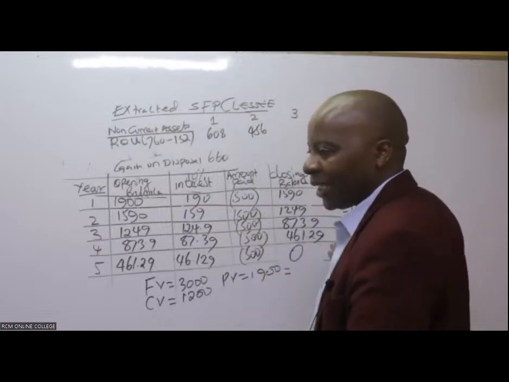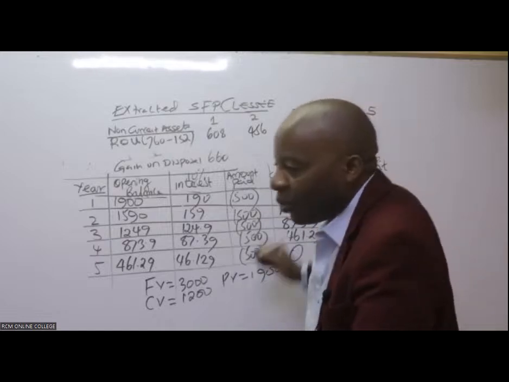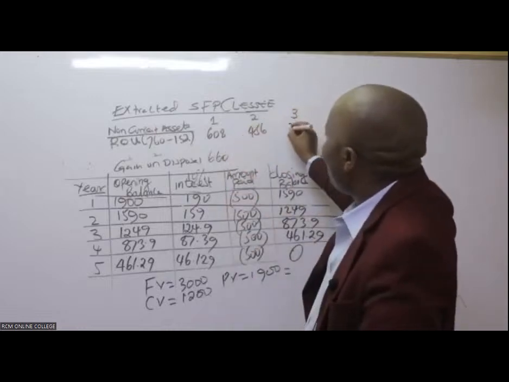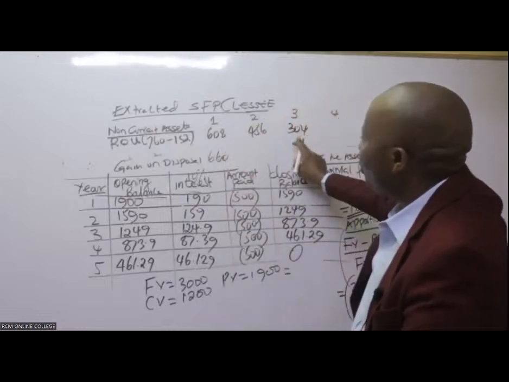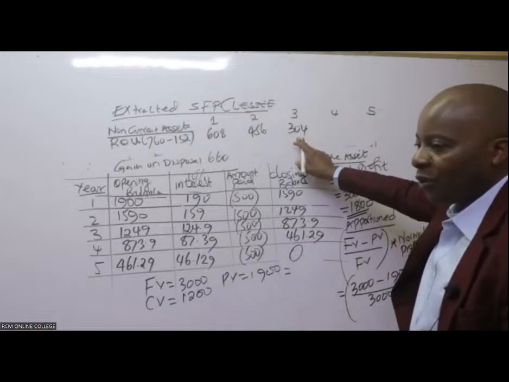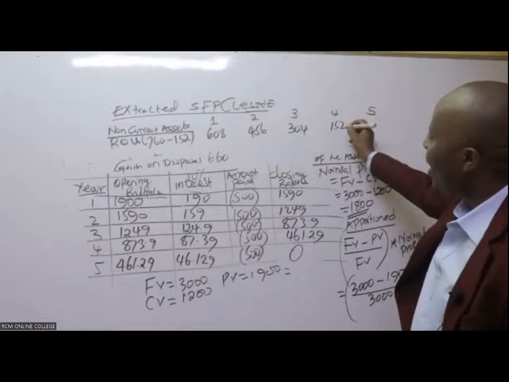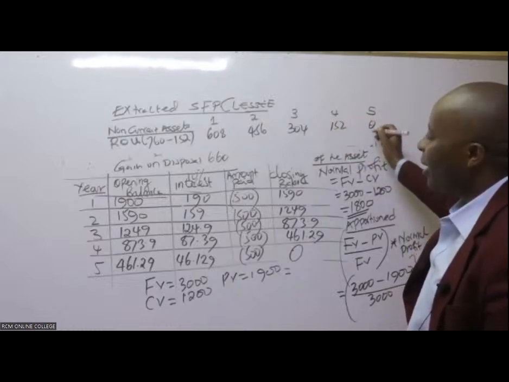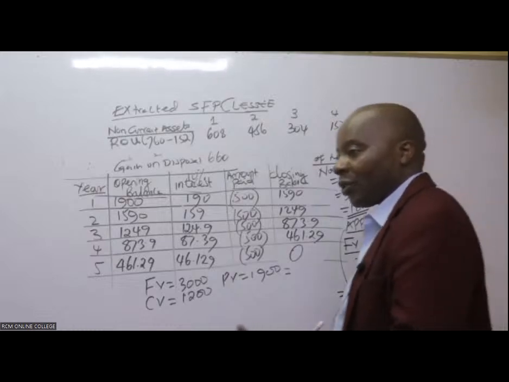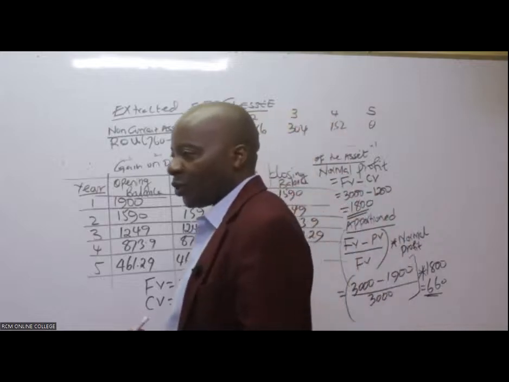Because we are depreciating the asset, basically. So we have here 304. We have 304 minus 152. This gives me 152. All right. And then, of course, the last year must be 0 because the asset is being depreciated to 0. It's straight line.